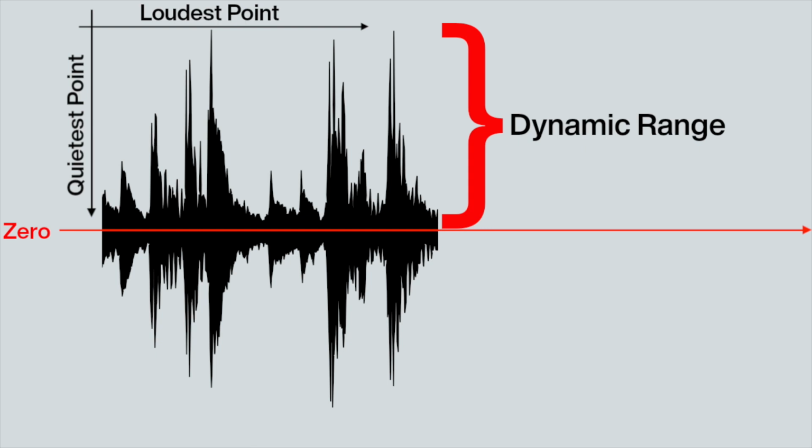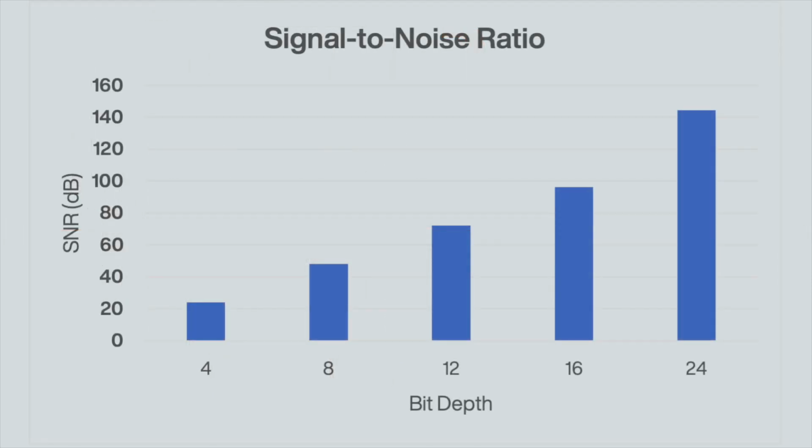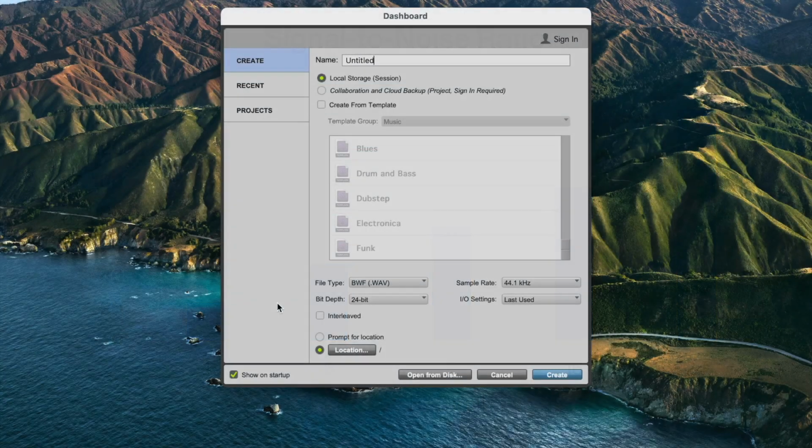Bit depth defines the dynamic range, or the difference between the quietest point and the loudest point available for the digital audio signal. 16-bit audio has a dynamic range of 96 dB, while 24-bit audio has a dynamic range of 144 dB. A higher dynamic range means that louder signals can be recorded and played back without distortion or clipping, while also lowering the noise floor. Volt's converters always use 24-bit.